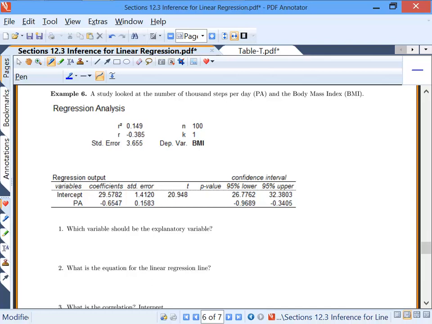So a study looked at the number of thousands of steps per day, called PA, and the body mass index, BMI. Now in this situation, what do you think might be the variable we're trying to predict? Okay, we probably want to predict body mass index, which means that our explanatory variable is number of steps per day. I think PA is short for physical activity. Notice in the output they did put the dependent variable, the one you want to predict, is BMI, and the explanatory variable as the PA. And so our second line there will be our slope.